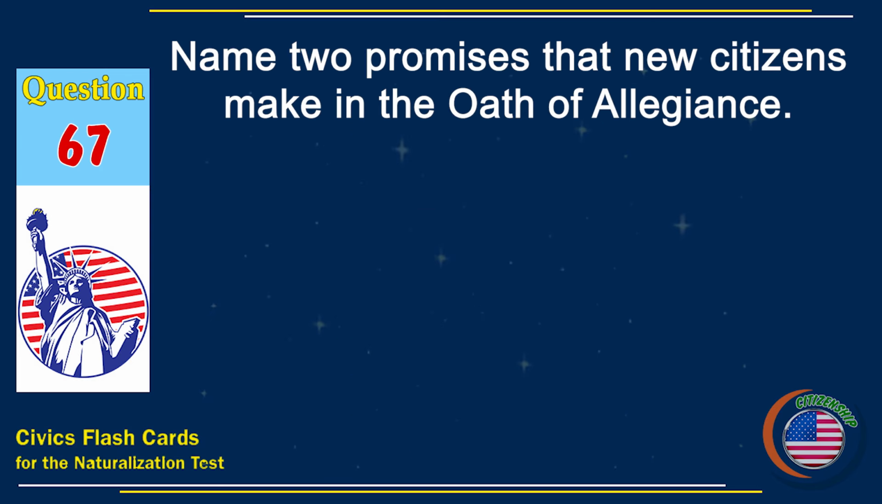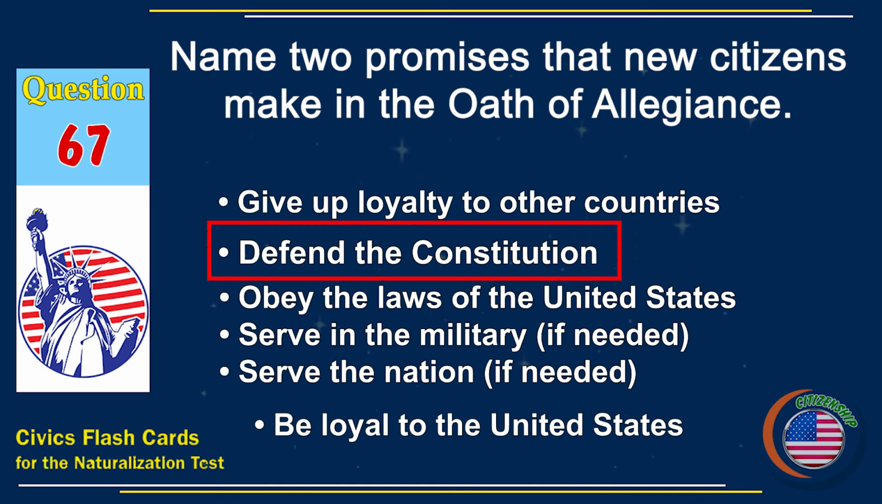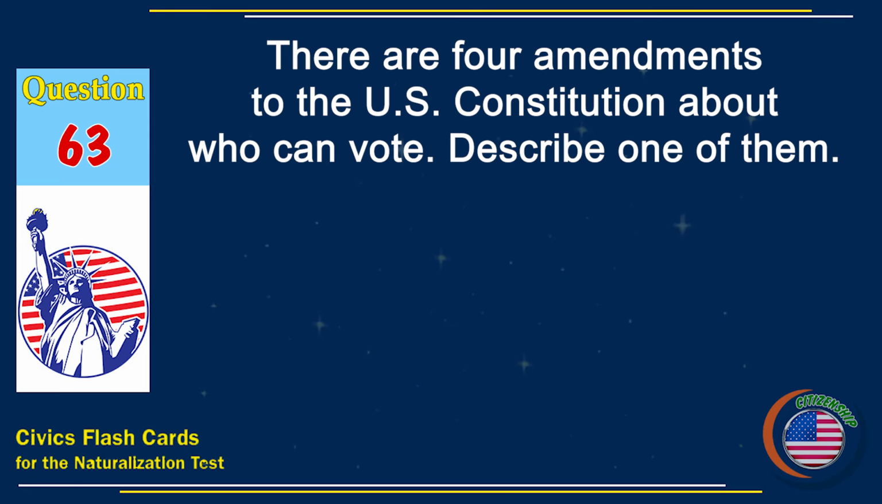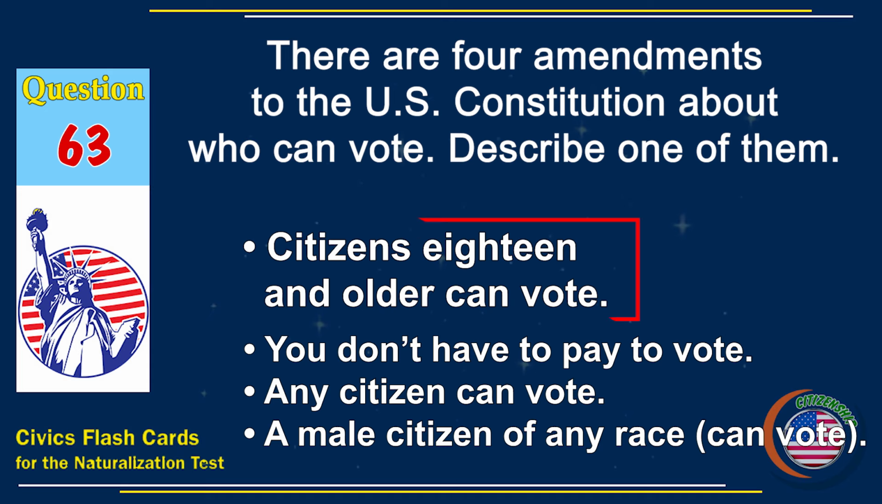Name 2 promises that new citizens make in the Oath of Allegiance. Defend the Constitution. Be loyal to the United States. There are 4 amendments to the U.S. Constitution about who can vote. Describe one of them. Citizens 18 and older can vote.